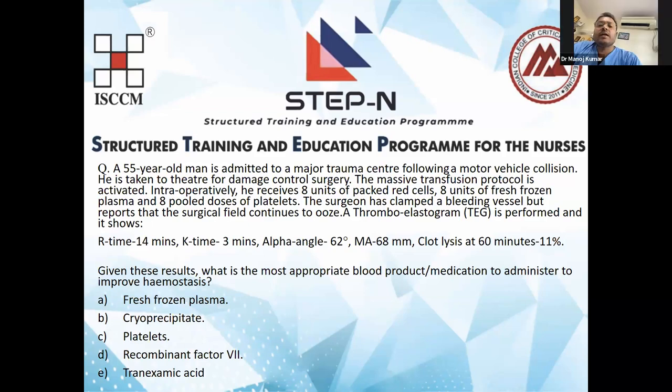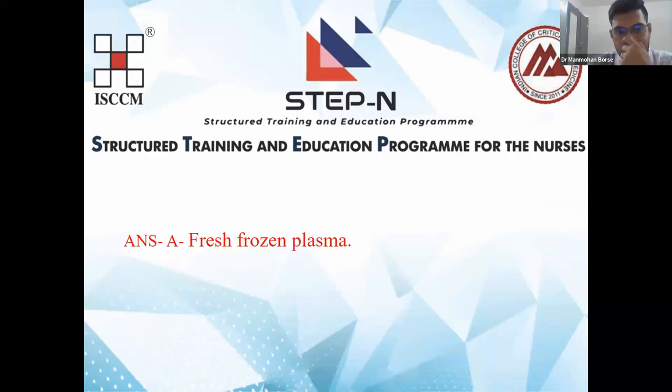Just one answer here, which is FFP. No, first tell me what is the abnormal value you see. Yeah, the answer is R is prolonged. Okay, good. So there is prolongation of reaction time. And as I said, you can remember the mnemonic FCP. If the R is prolonged, the first thing is FFP. The second thing, if the K and alpha are affected, you will give cryo. If the MA is affected, you will give platelets. So that's easy to remember. So here you give the FFP. That's the correct answer. Good. Okay, FFP is the correct answer.